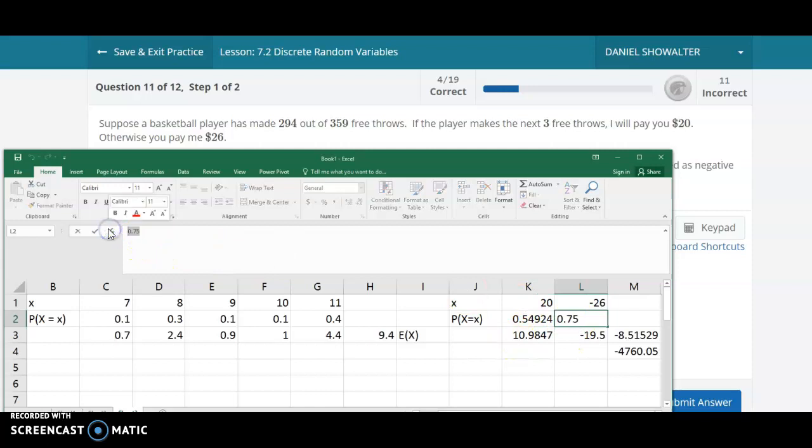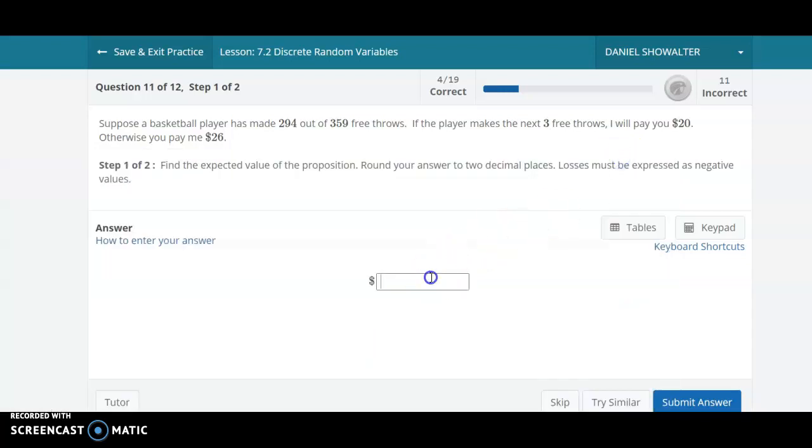Remember, the probabilities have to equal 1, so I'm just going to do 1 minus whatever that probability was. And notice everything adjusts here. So in general, I'm going to lose 73 cents per time here, and I'm going to round that 3 up to a 4.